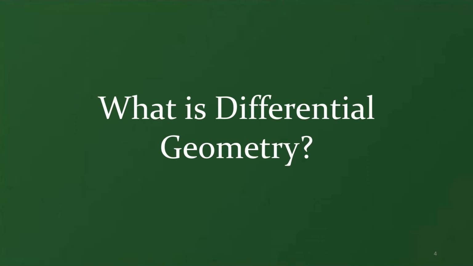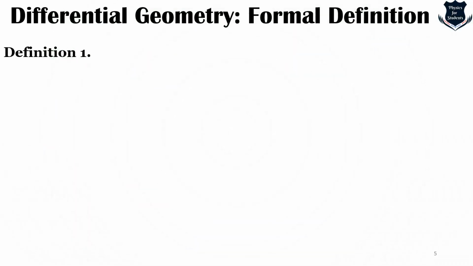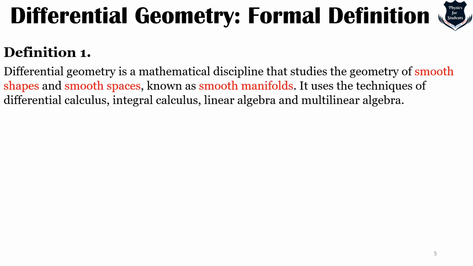The first thing that we need to understand is what is actually differential geometry. If we start with the formal definition, then the first definition says differential geometry is a mathematical discipline that studies the geometry of smooth shapes and smooth spaces known as smooth manifolds. It also uses techniques like differential calculus, integral calculus, linear algebra, and multilinear algebra. So this definition of smooth shapes and smooth spaces we are going to cover later.